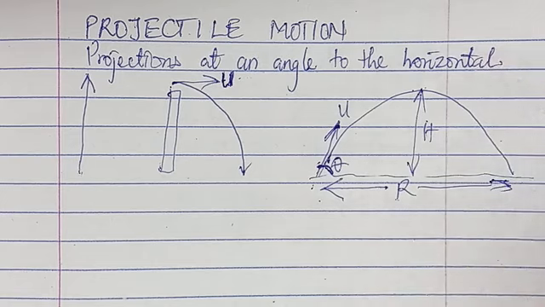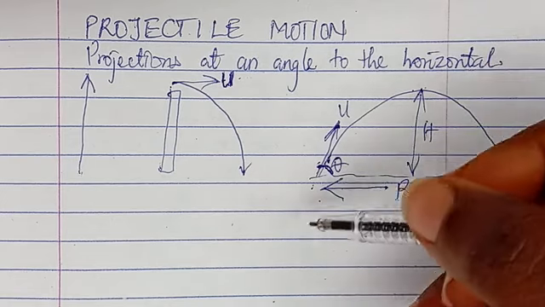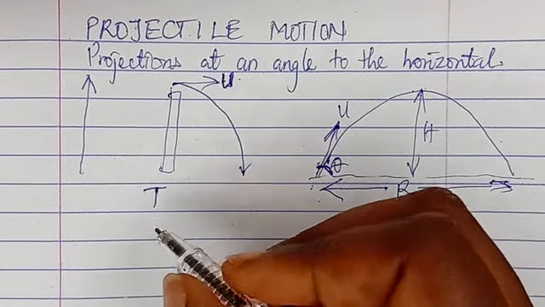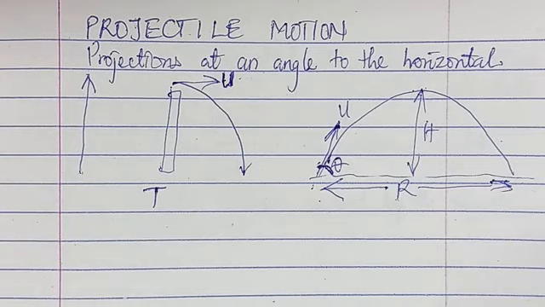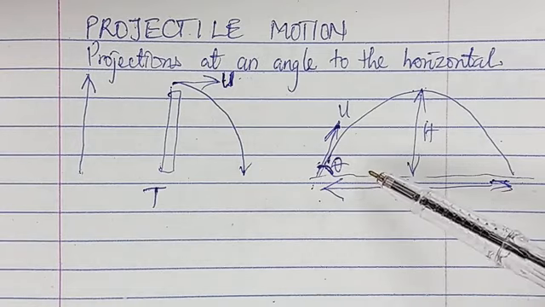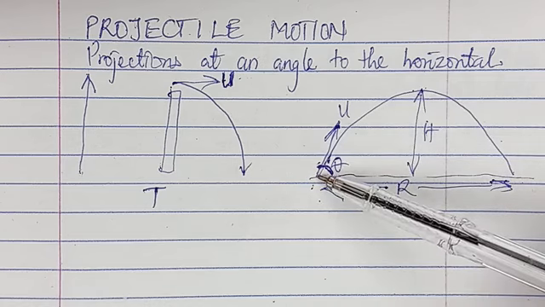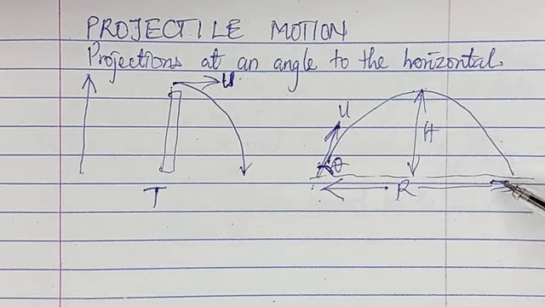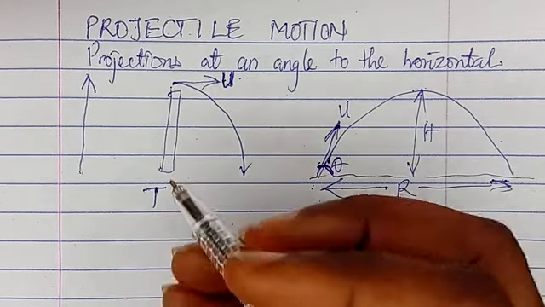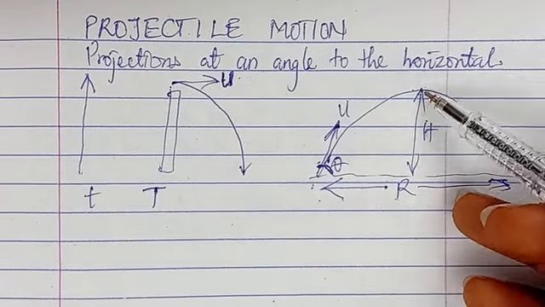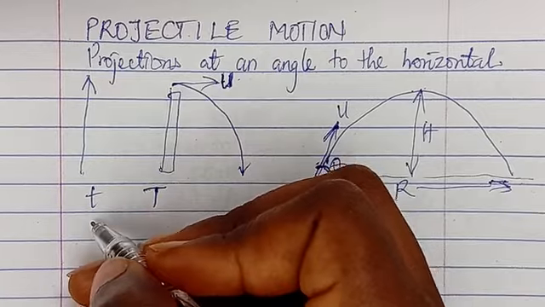So the total time that the object does this motion is called the time of flight and is denoted with capital T. So the time of flight is the time a projectile spends in the air from its plane of projection back to that same plane. But if we talk about another time, maybe the time taken to get to maximum height, we use a small letter t.